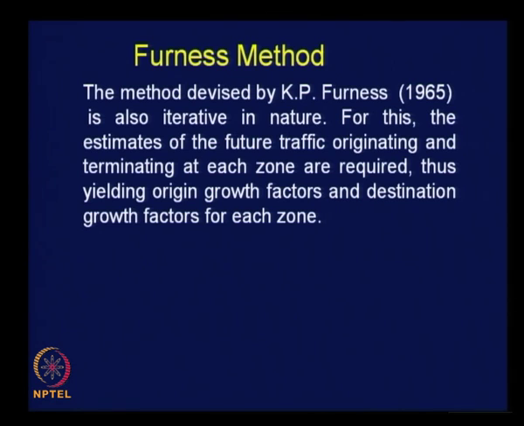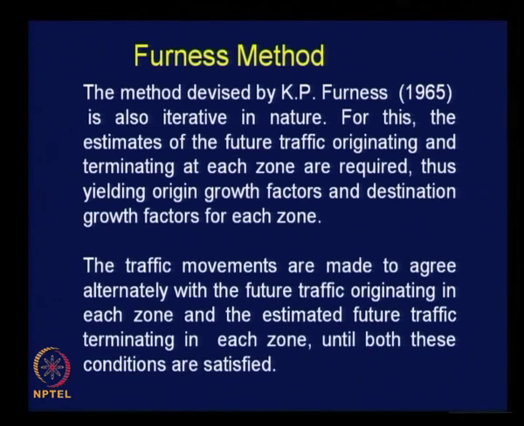I am just reading out the background information as given in the literature. It is nothing different from the input required for Fratar's method, the same information related to trip origins and trip destinations. It is nothing different from the previous method as far as the input data is concerned. The traffic movements are made to agree alternately with the future traffic originating in each zone and the estimated future traffic terminating in each zone until both these conditions are satisfied.